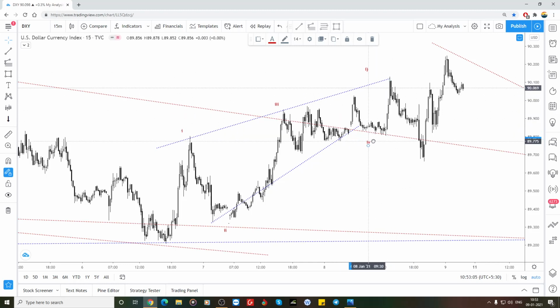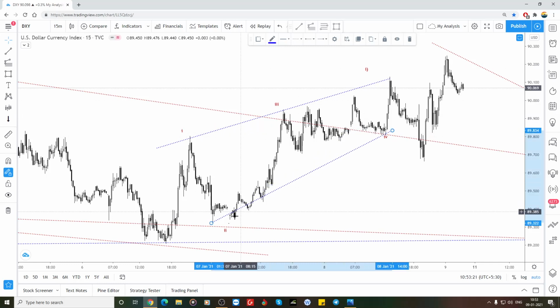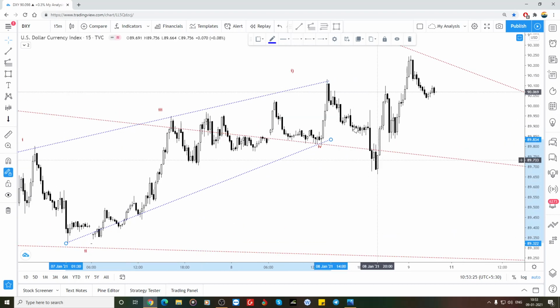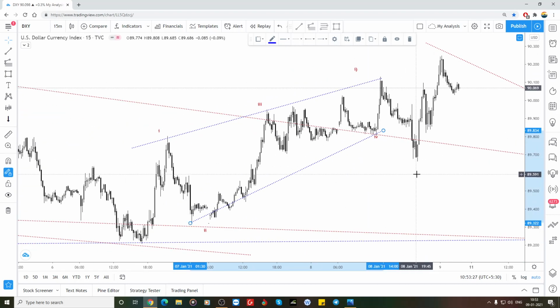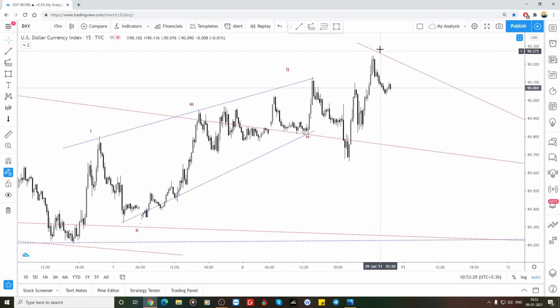So this is the end of the 4th wave here. So here ABC is an A, the whole thing becomes a B, and A, B and C. After that 1, 2, 3, 4, 5 is completed. So now it's also the perfect channel here, and after that 1, 2, 3 is an ABC correction that is over, and again here one more ABC is done.